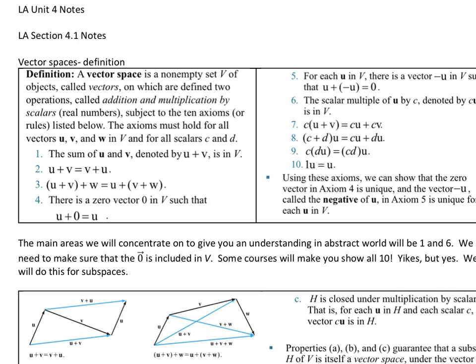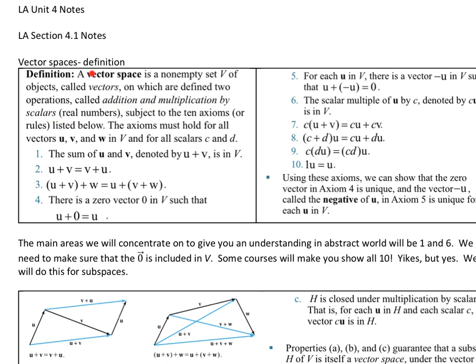Hi, this is section 4.1, notes for linear algebra. We want to look at vector spaces, and with vector spaces, we know that the basic things that we can do with vectors are to add and then also have a scalar multiple of those, and those are what we're mainly dealing with, so addition and multiplication.